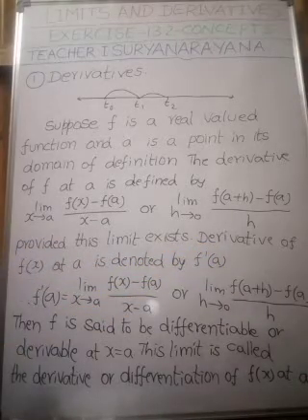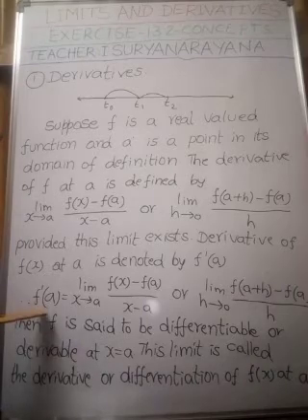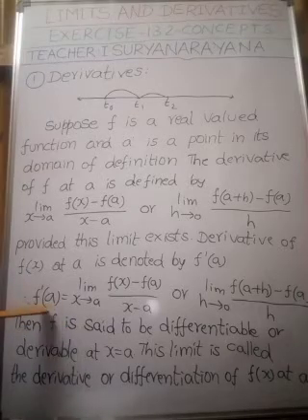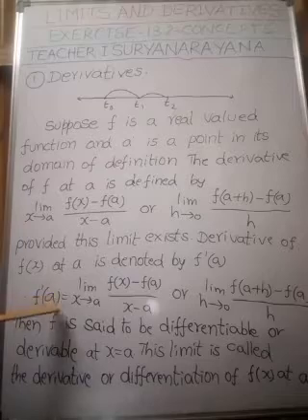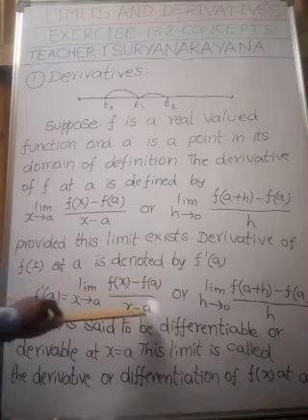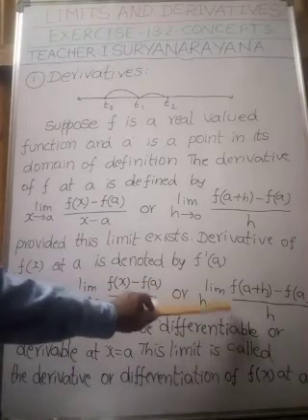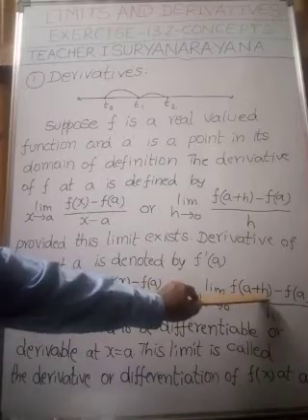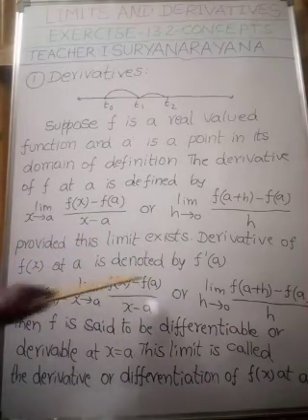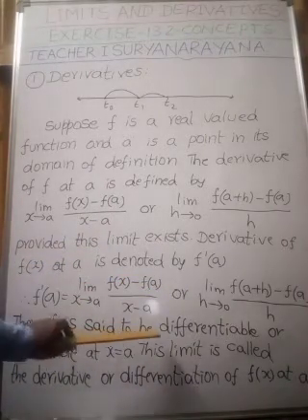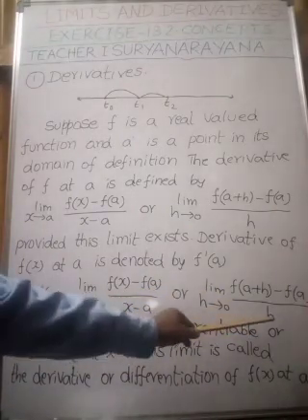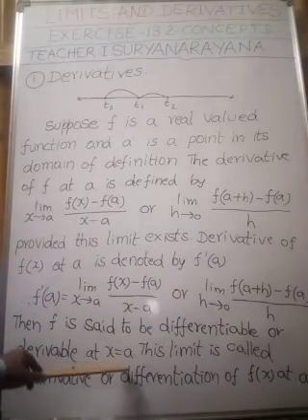Therefore, f dash of a, remember this point, how to read the derivative of a function. F dash of a is equal to, as x tends to a, limit of f of x minus f of a by x minus a, or as h tends to 0, limit of f of a plus h minus f of a, the whole divided by h. If the limit exists, then f is said to be differentiable or derivable at x equal to a.